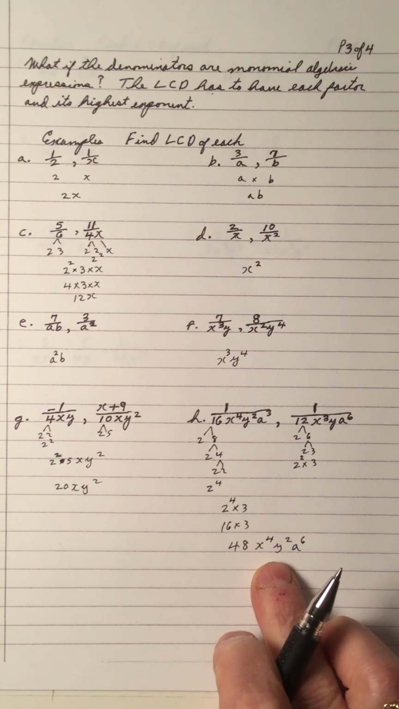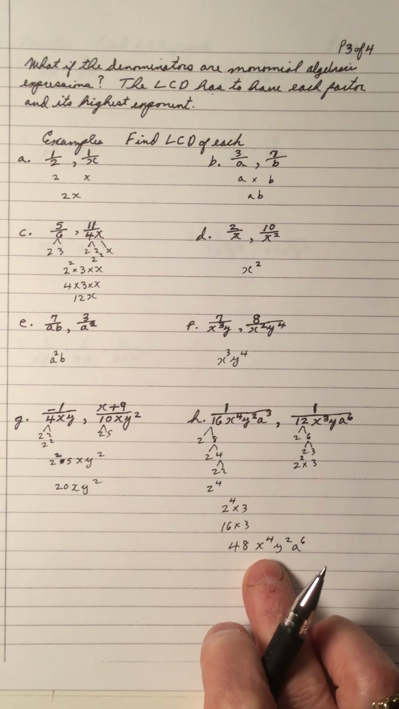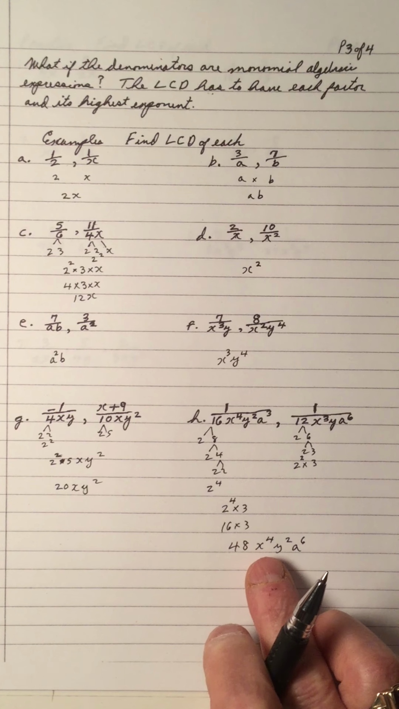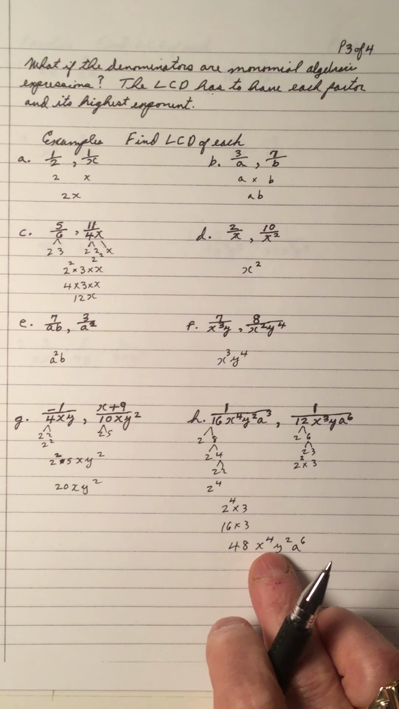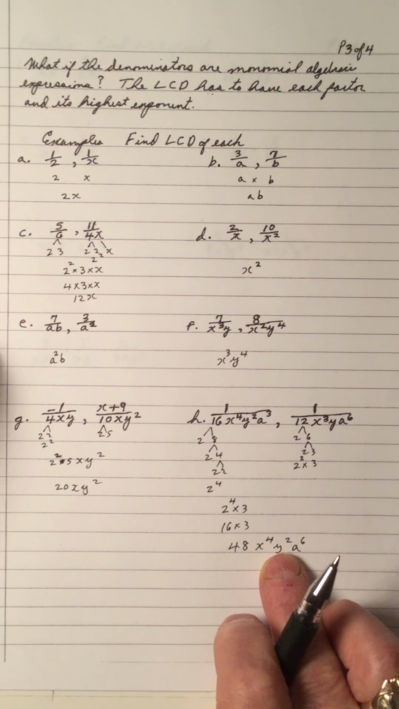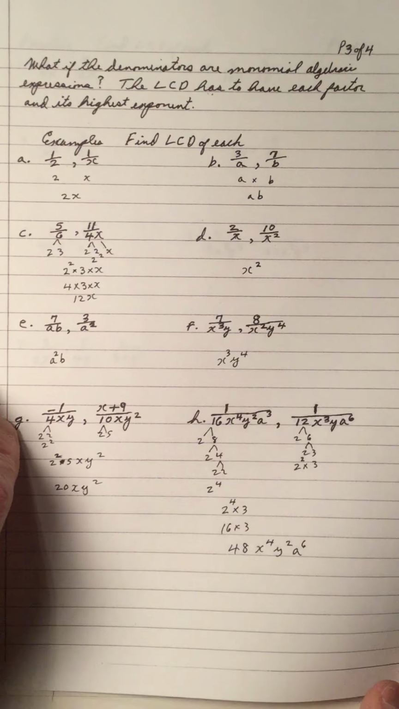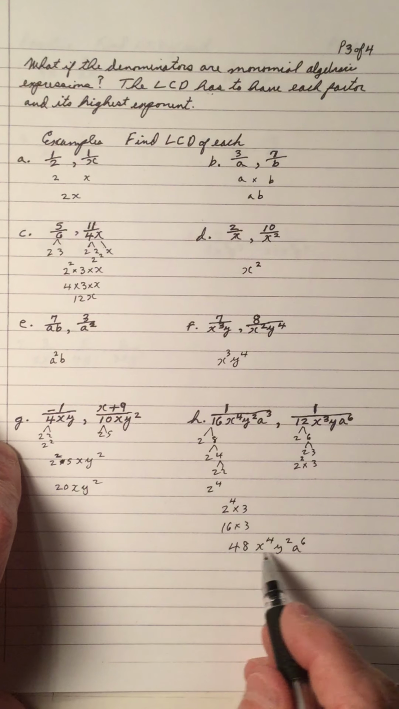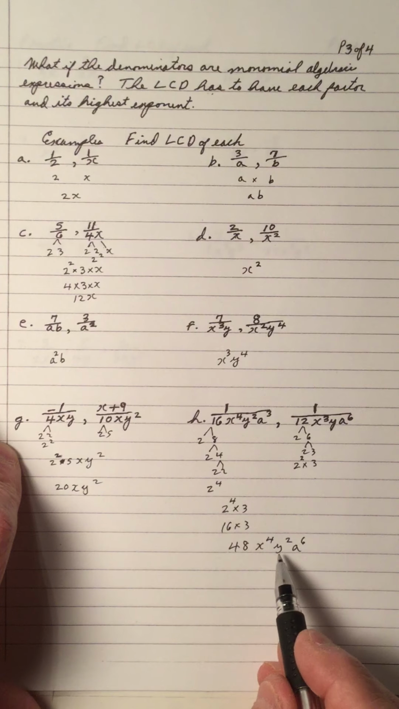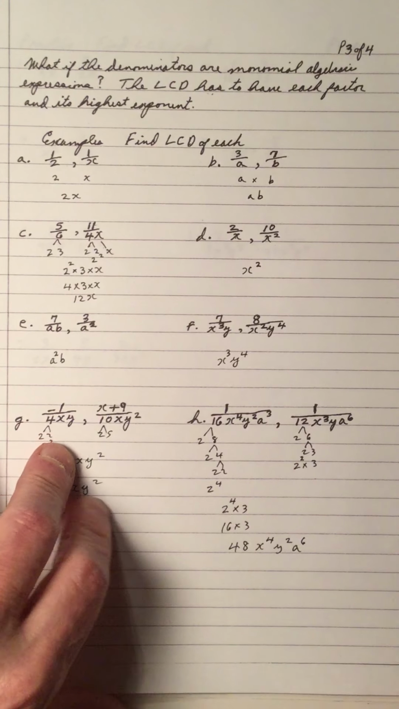What you do with the variables, as in x's and y's and a's and factors, if the factor is there, then you have to write that factor down. And then you check the exponent of that factor and pick the highest. So that's the LCD for these two: 48x to the 4 y squared a to the 6.